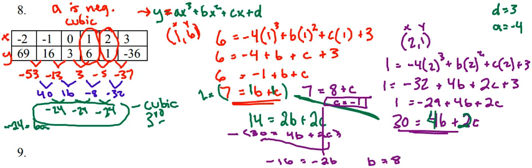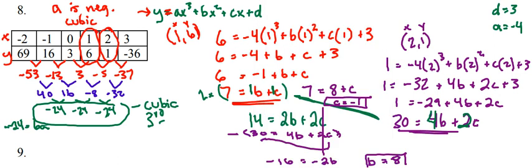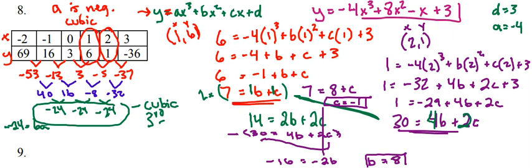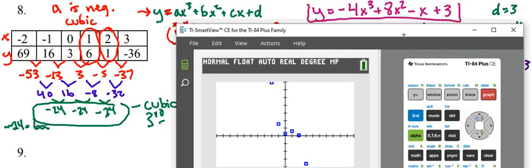All right, so now it's time for the payoff. We can write the whole equation. I'll choose, let's do this sweet orange color. Nah, that color. I like that. Y equals -4x cubed plus b is 8, 8x squared. C is -1, so minus x. D is 3, plus 3. I believe that's the equation, but we can check it.